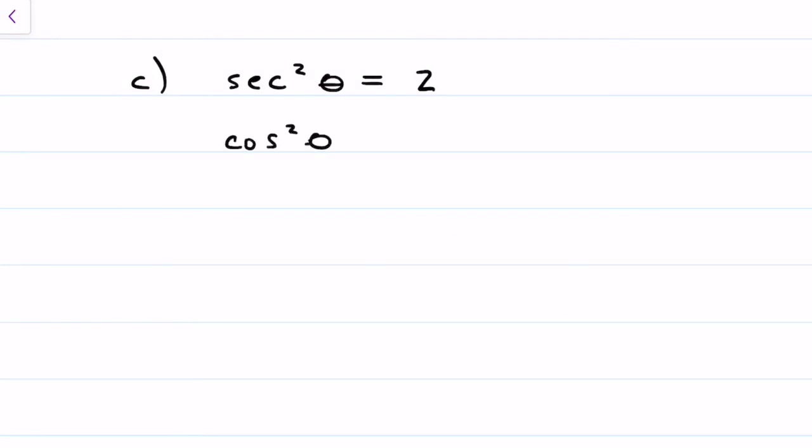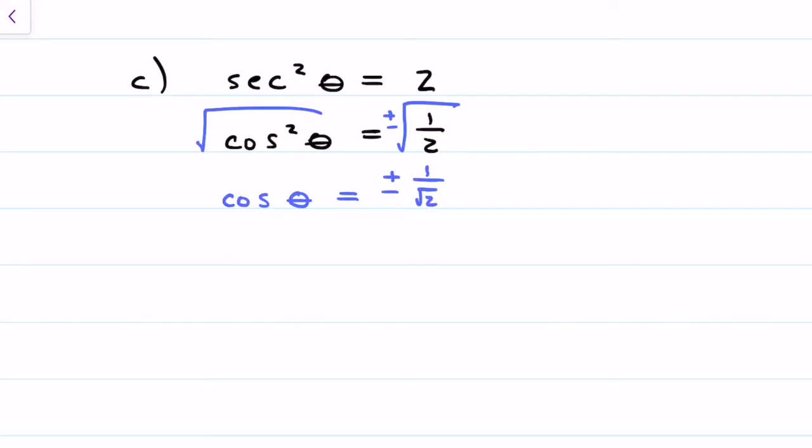So I'm going to change this to cos squared right away by, again, taking the reciprocal of the ratio. So cos squared theta equals 1/2. Then I'm going to take the square root of both sides. Make sure whenever you take a square root, it's always plus or minus. So I'm going to get cos theta is plus or minus the square root of 1 over 2, but I know the square root of 1 is 1. So this is the same as plus or minus 1 over √2, which is the same as plus or minus √2 over 2.